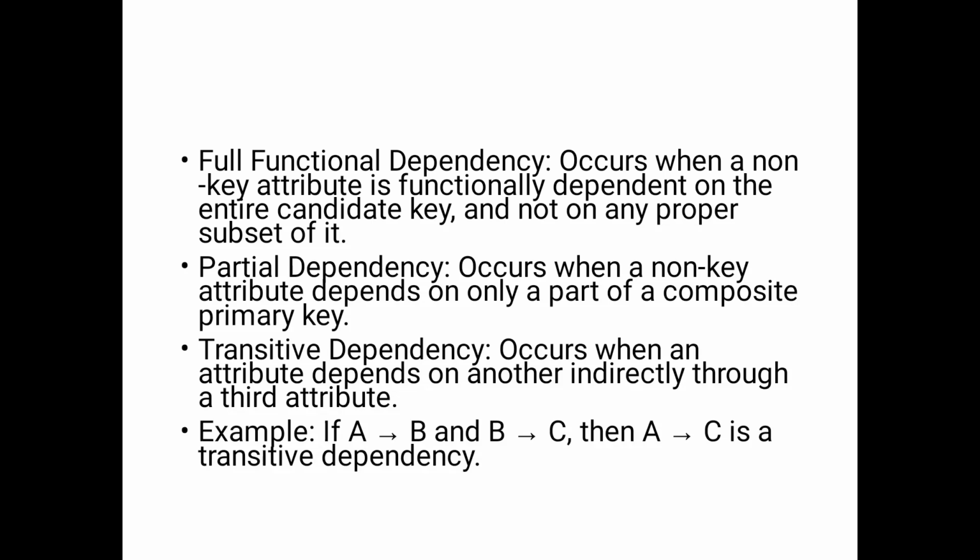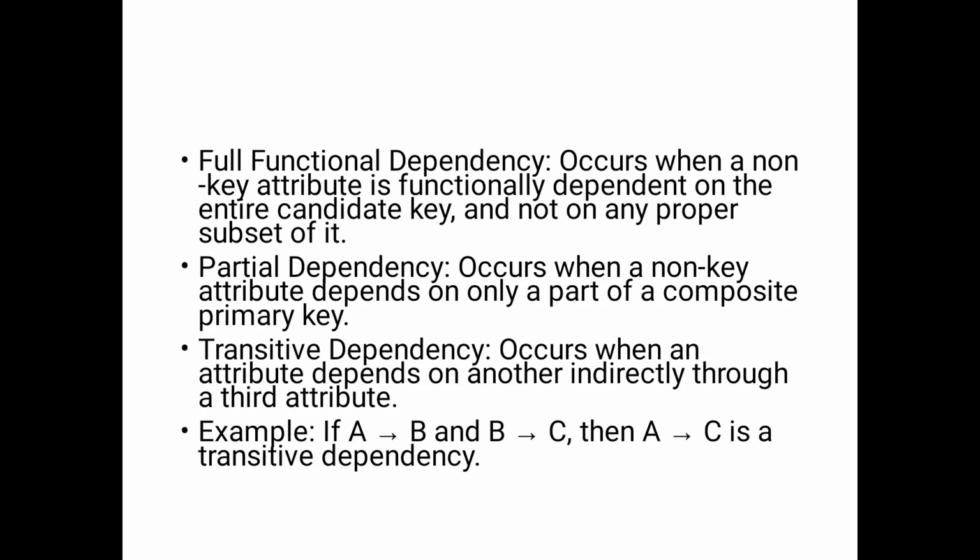Full functional dependency occurs when a non-key attribute is functionally dependent on the entire candidate key and not on any proper subset of it. So it is fully dependent on the X value. Next, partial dependency. It occurs when a non-key attribute depends on only a part of a composite primary key.